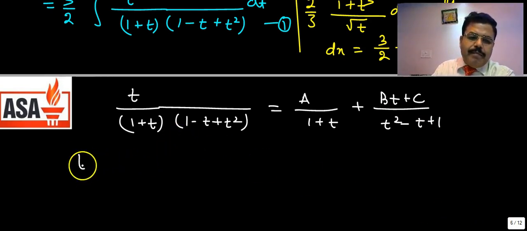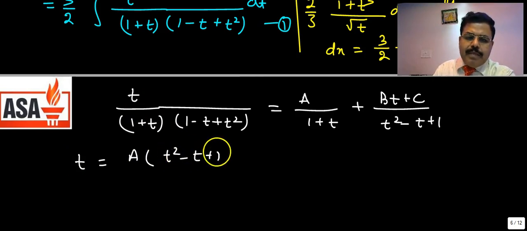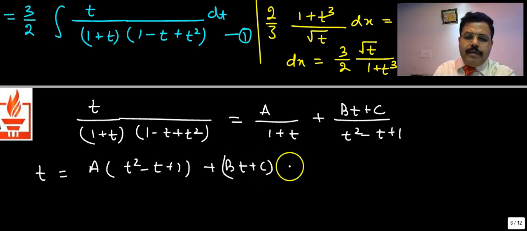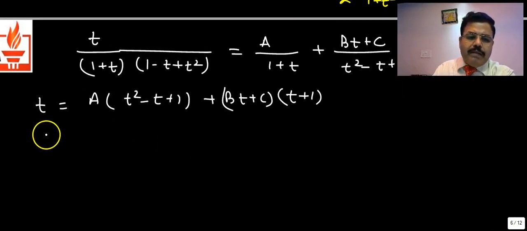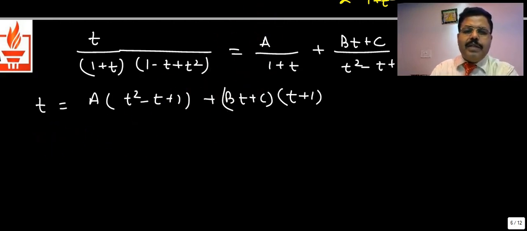Now we can compare the like coefficients: a(t² − t + 1) + (bt + c)(t + 1) would be equal to t + 1, right? Now what will come? That will be t = a + b. We have to find the values of a and b, no? So let us go for a tricky approach. What is that? Put t + 1 = 0. So t + 1 will be equal to 0, which means this term will be completely 0, and in that case t = −1.